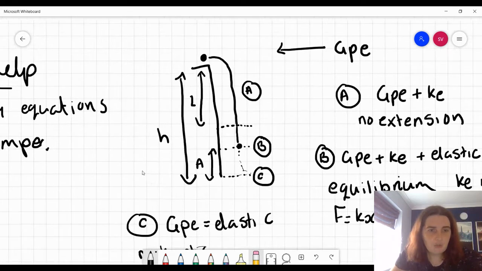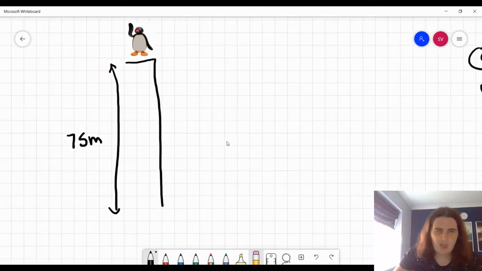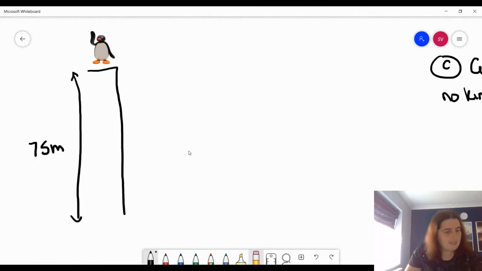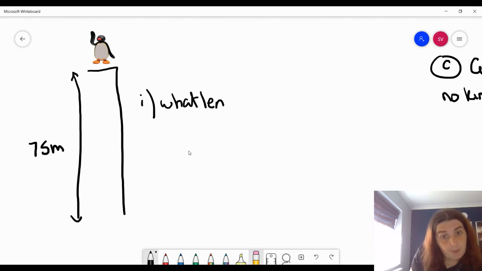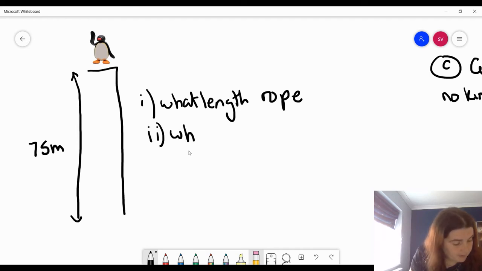So let's actually go to a question that I'm going to walk you through, covering those things I was going to say. I've got an object here. This penguin is going to be bungee jumping off a cliff, and the lowest they get is 75 meters. The kind of questions that you'll be asked are little things like, one, what is the length of the rope? Two, what is the time period?